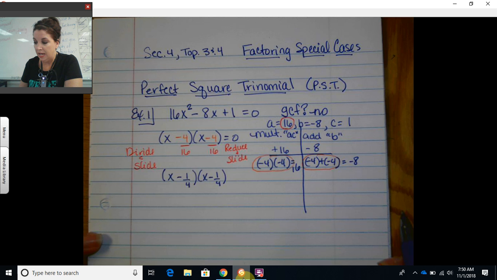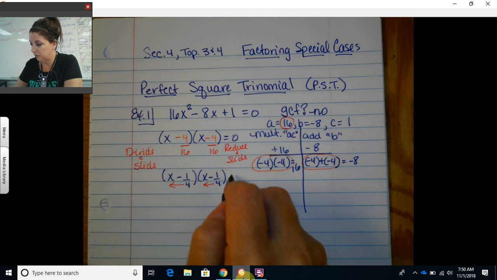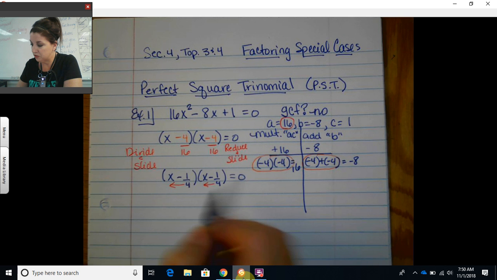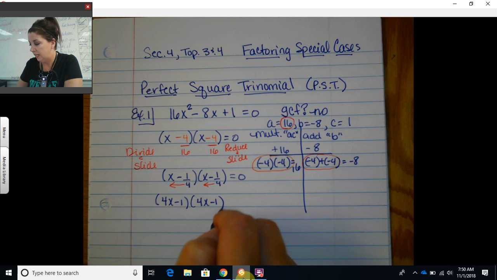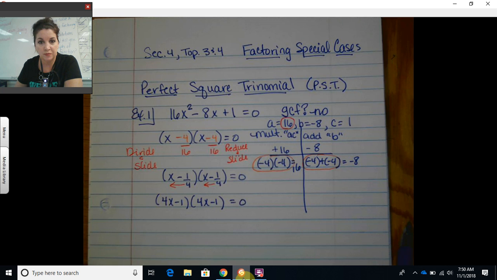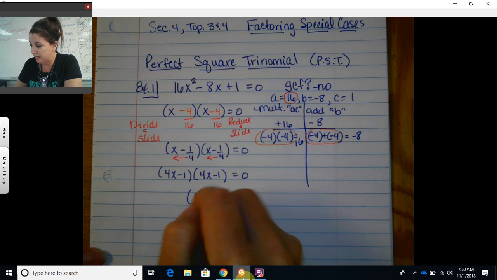And now we can slide. Oops, I forgot my equals 0. So that gives me, slide the 4 up in front of the x, it becomes the coefficient. 4x minus 1 times 4x minus 1 equals 0. My factors are identical, right? Since I have two factors that are identical, can I write that as 4x minus 1 quantity squared? Yes.